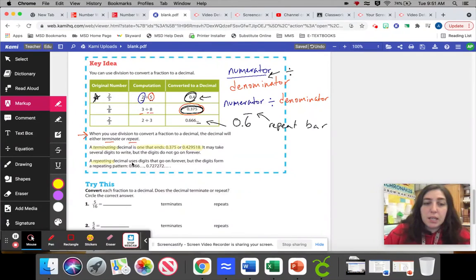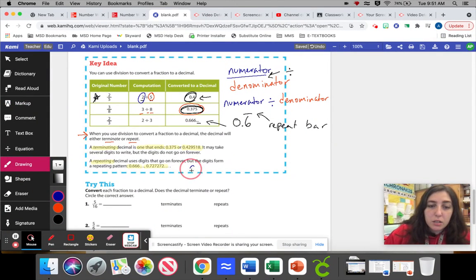When we get to repeating decimals, it goes on forever. But the digits form a repeating pattern. So like 0.6666, and you could keep going on, or like 0.7272727272. So in this case, if we had 0.72727272 and so on, instead of writing this over and over and over again, we would put a repeat bar over the 7-2. Okay?